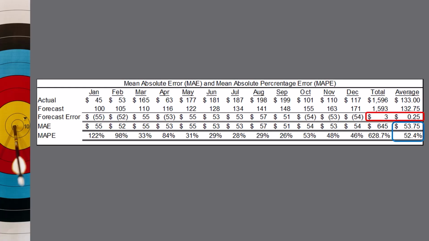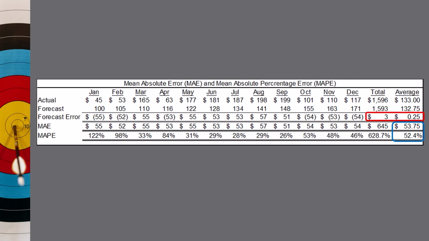Now, I will show you why we often can't just use a simple sum or average of the forecast error. This table is the same as the last slide, but the monthly errors are $50 higher for positive errors and $50 more negative for negative errors than the original table. The total and average forecast errors are still $3 and $0.25 in the updated table, which I've circled in red. However, the mean absolute error is now $53.75, and the mean absolute percentage error is 52.4%. I circled these numbers in blue.